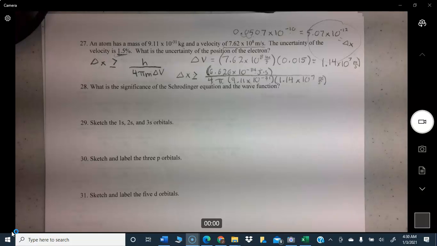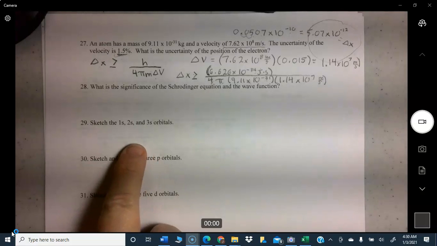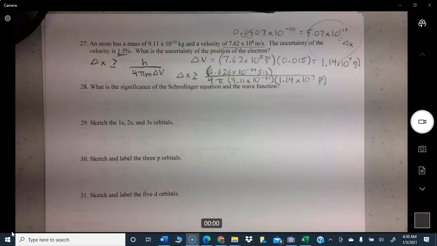So go back and look at those shapes. In fact, I'm going to ask you to draw them here. So I want you to draw 1s, 2s, 3s. That's right out of the notes, right out of the video. So go do that.